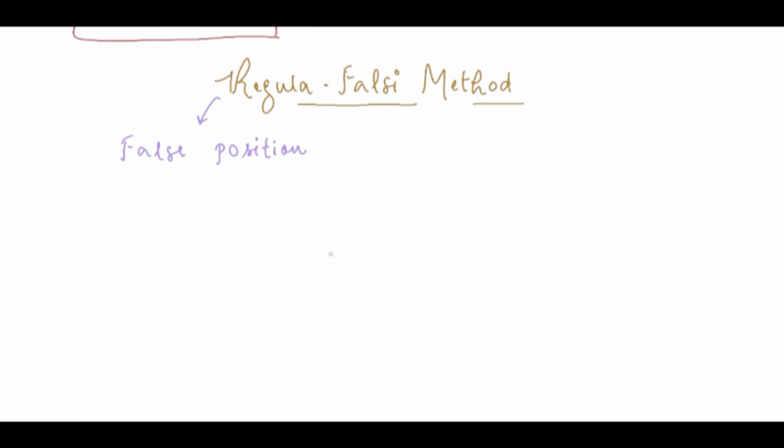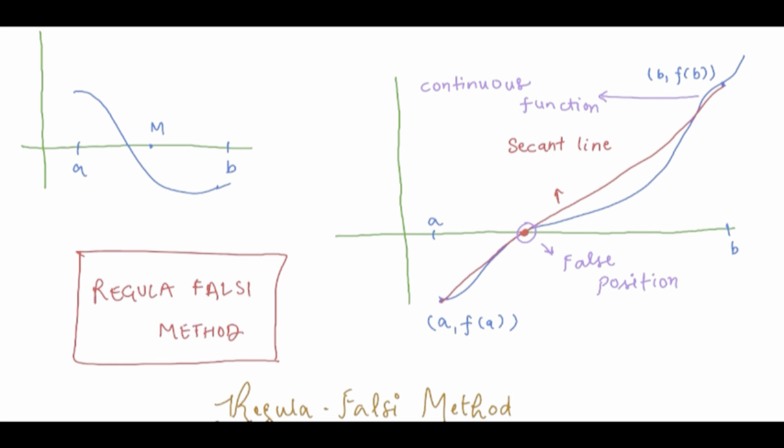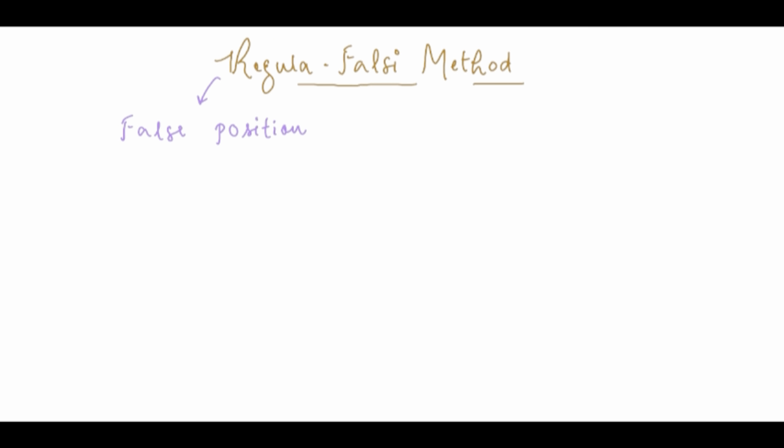The term regula falsi comes from the Latin and literally means rule of false position. The point obtained from the secant line is known as the false point or false position because it is not the exact root. It is simply an approximation. And as the iterations continue, this approximation becomes increasingly accurate.